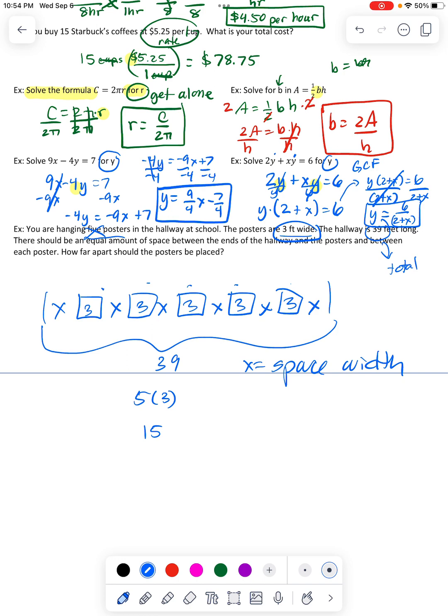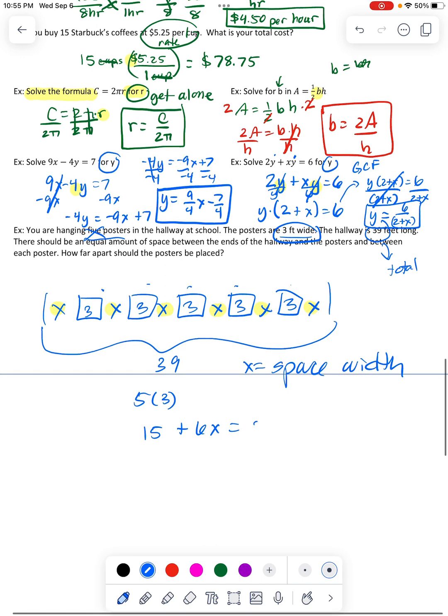Okay, now I'm going to be looking at the x's, so I'm just going to count them up. I have 1, 2, 3, 4, 5, 6 x's. So I'm going to write that into my equation and say, all right, well, I have 15 feet used up by posters plus 6 of some unknown width, which is what I'm trying to find. And they have to add up to the total. And so then the total is going to be the 39.